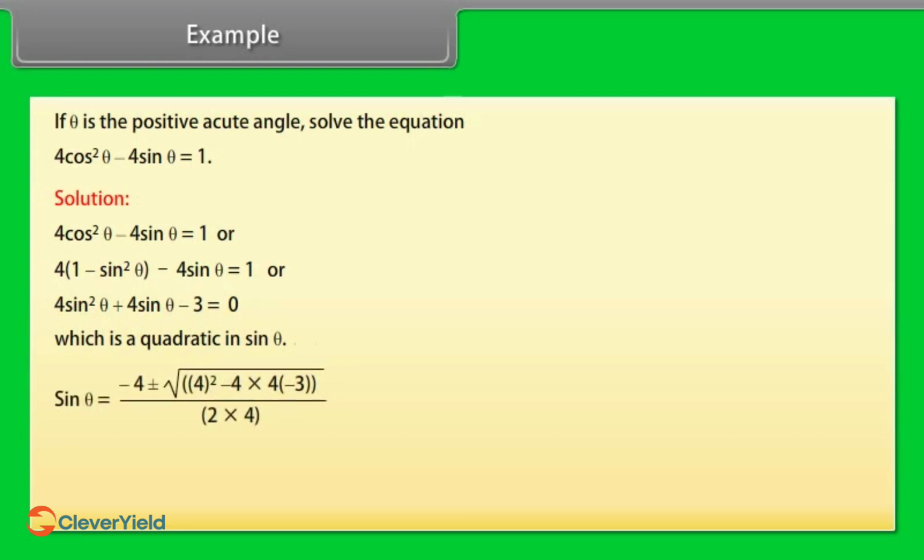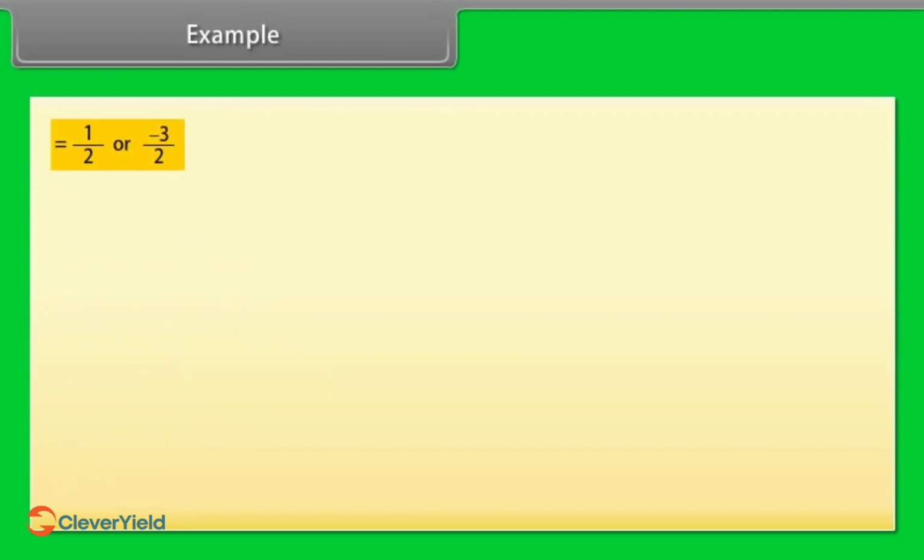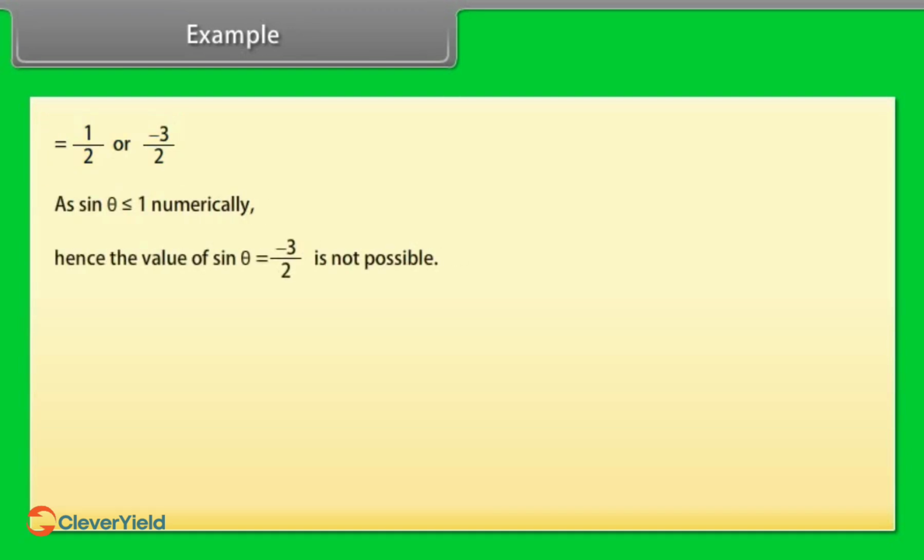Sin of theta is equal to minus 4 plus minus under root of (4 square minus 4 into 4 into minus 3) by 2 into 4 is equal to (minus 4 plus minus 8) by 8 is equal to 1 by 2 or minus 3 by 2. As sine of theta is less than or equal to 1 numerically, hence the value of sine of theta equal to minus 3 by 2 is not possible. Therefore, sine of theta is equal to half is equal to sine of 30 degree. So, theta is equal to 30 degrees.